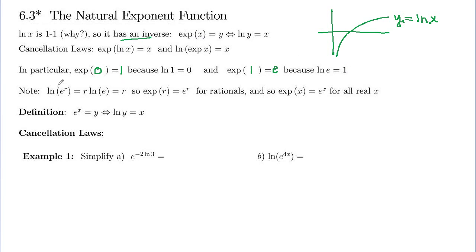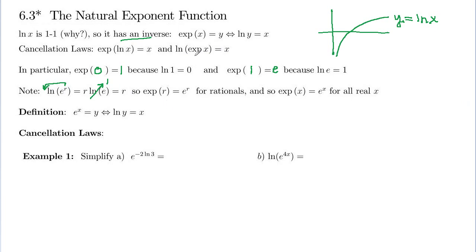And then further, if you do the natural log of e to the r, well, inside exponents factor down. So that's r times ln of e, and then ln of e is equal to 1. So that's equal to r. So this is saying if you start with r, do e to the r, and then do the natural log, you get back r again. So that's saying that they cancel in that order. That's saying that if we go up here, ln of exp of x has to be equal to x, and here we did ln of e to the r for rational numbers has to be r.